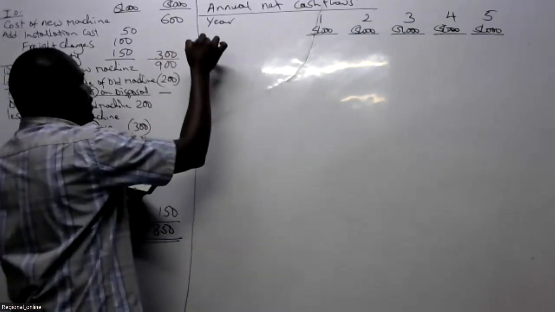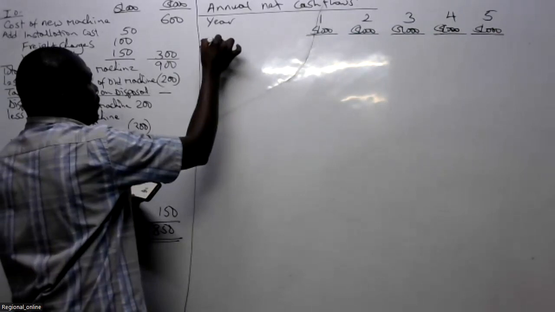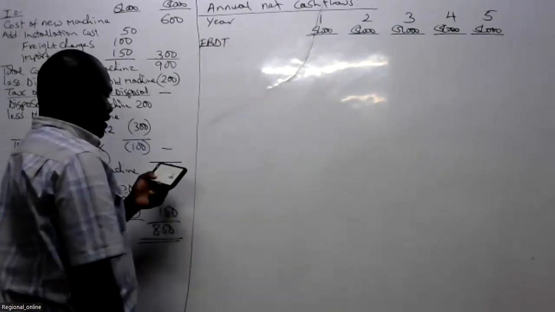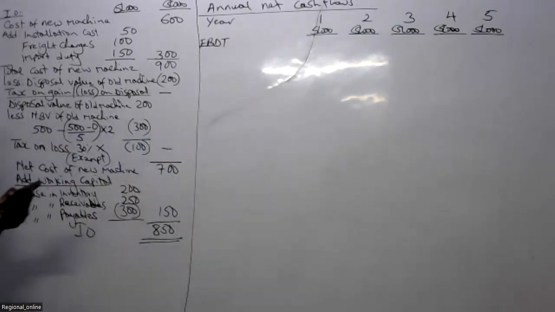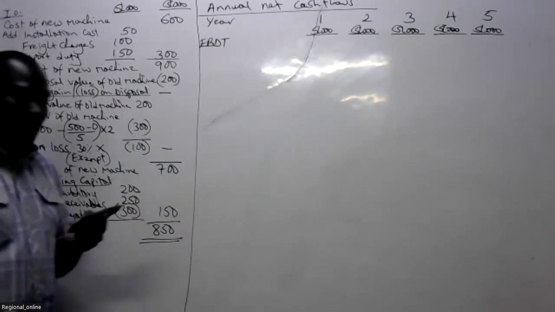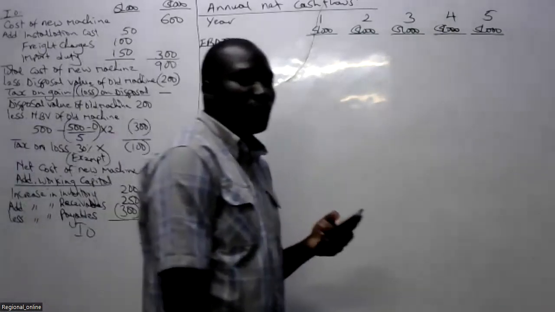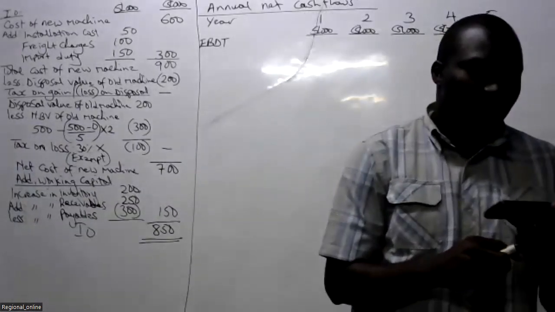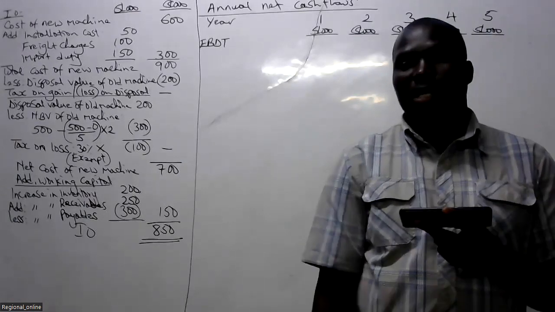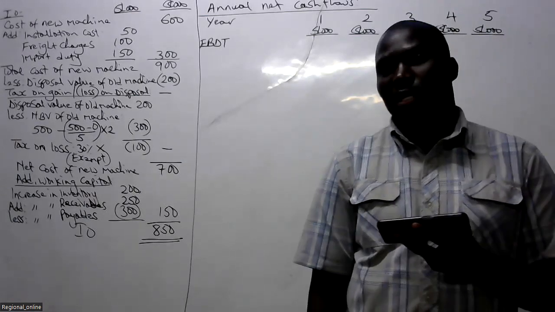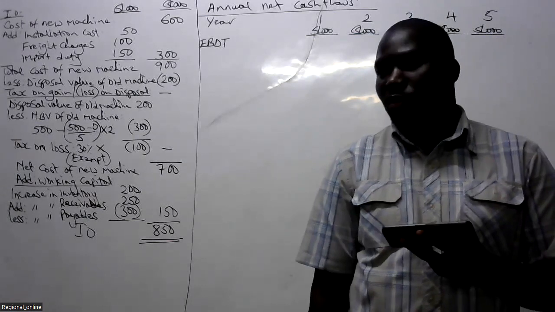Now, can we start with the earnings before depreciation and tax? And remember, I repeat, it is the replacement. Replacement, it is new machine minus old machine. The incremental cash flows. Even if you look at how they have set it out, required number 1 is incremental initial outlay, the additional initial outlay. New machine minus old machine.